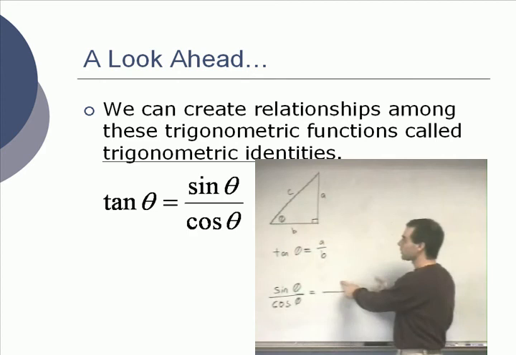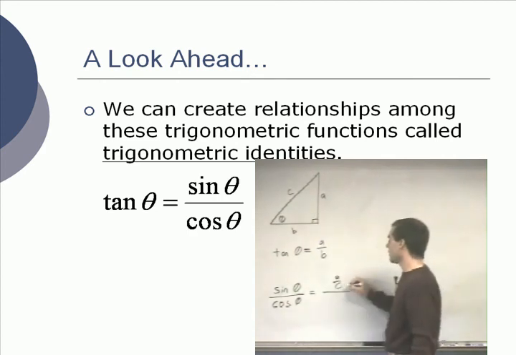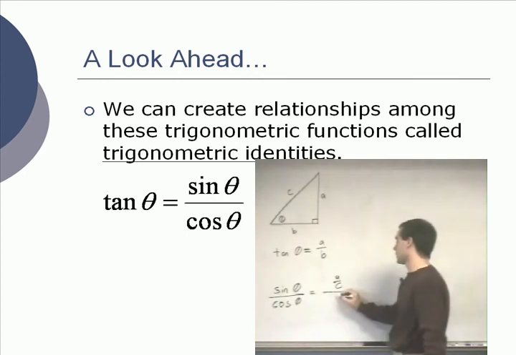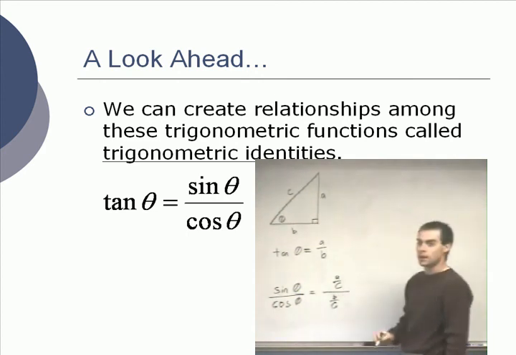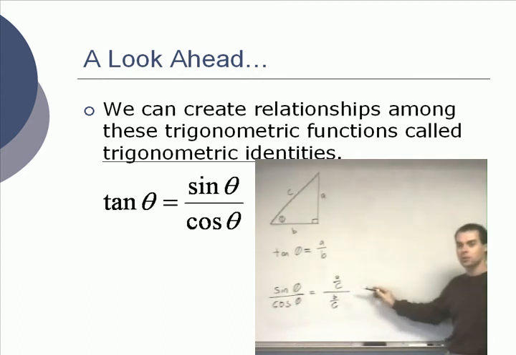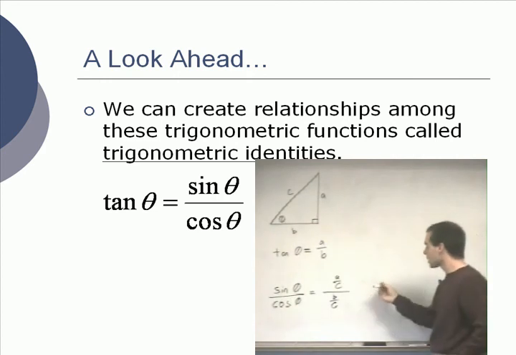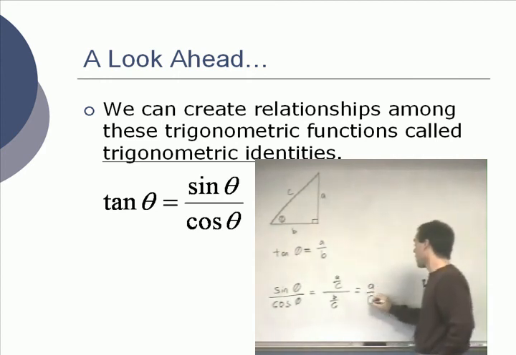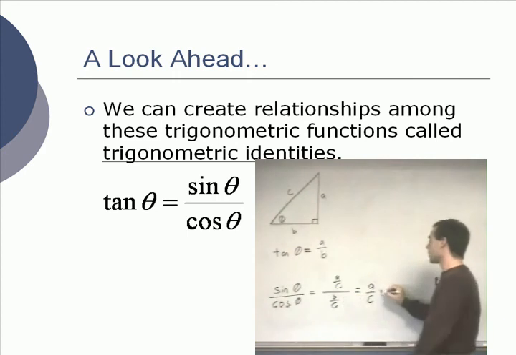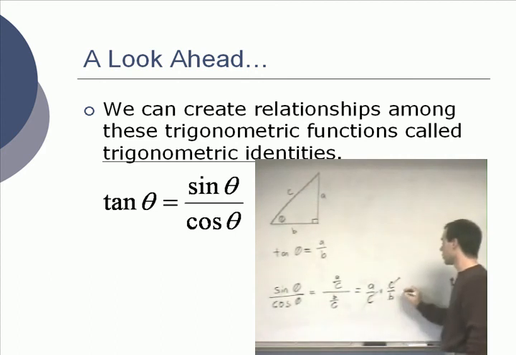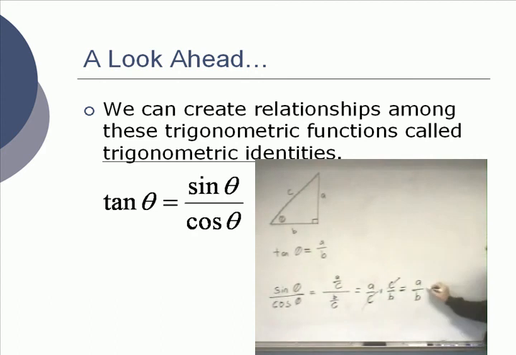Sine of theta is what from this triangle? A over C. The cosine of theta is B over C. Now, you remember how to reduce a compound fraction where you've got a fraction within a fraction? You're taking one fraction, dividing it by another, so you're going to take A over C times the reciprocal of B over C. So we flip it and multiply times C over B. But what happens to the C's? Boom, boom, and you're left with A over B. And what's A over B equal to? Tangent of theta.